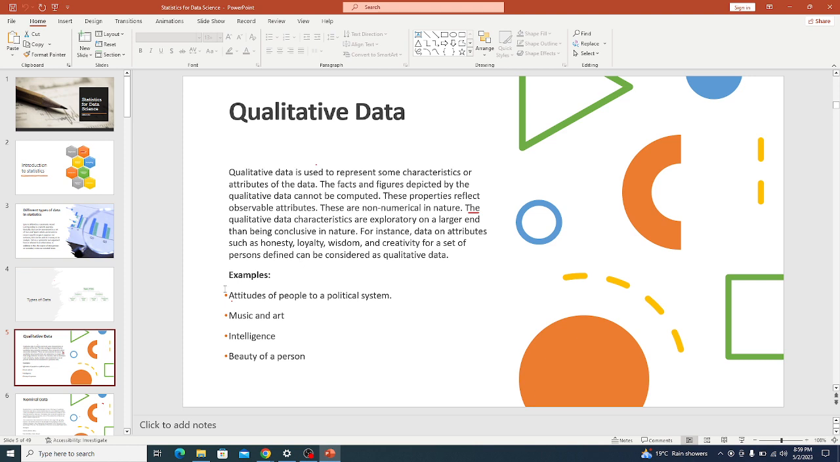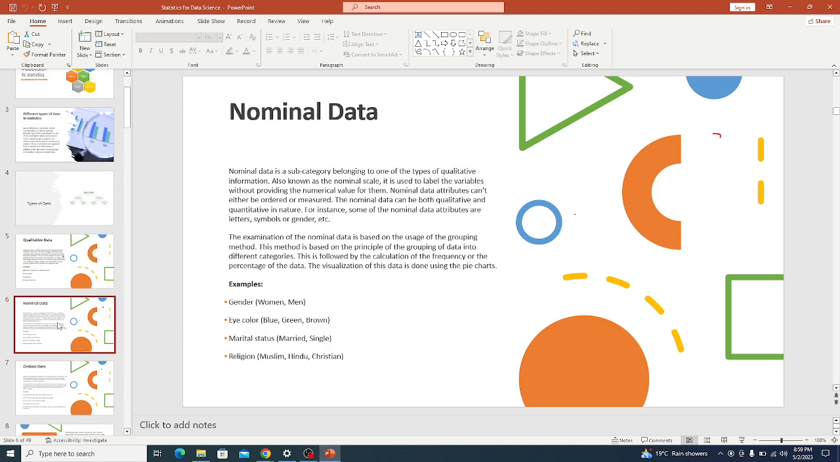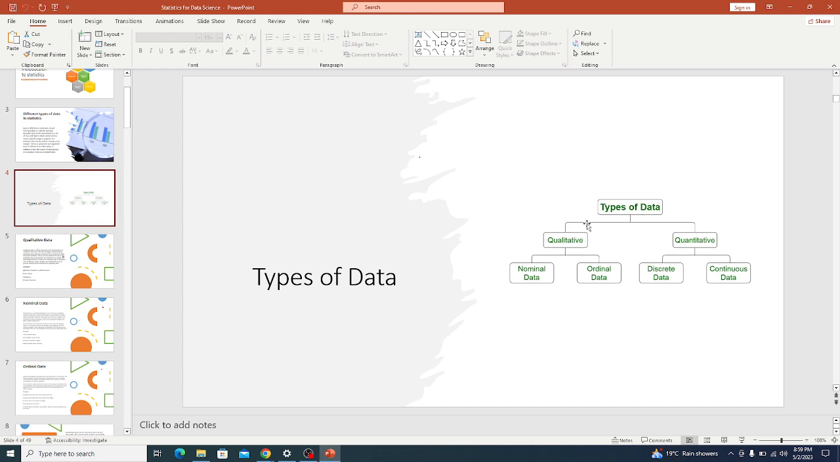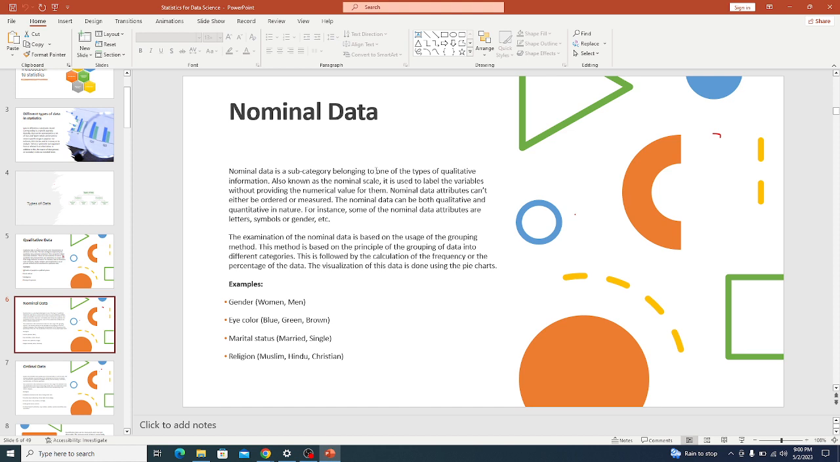Okay, so I want us now to go to the specific qualitative data types. So we have nominal data. Under nominal data, what are we really talking about? We can say that nominal data is of course a subcategory of qualitative data. Remember, qualitative data is further subdivided, or subcategorized, into nominal data and ordinal data. Now we are under nominal data.